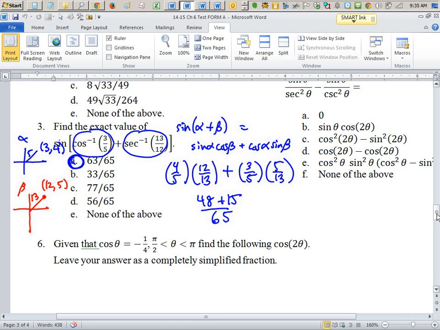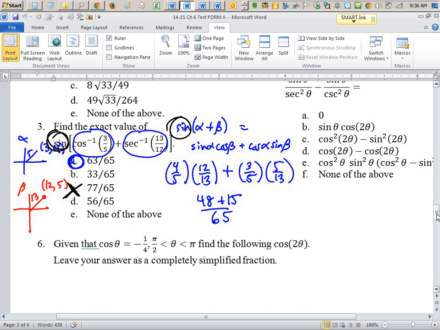And I just want to point out something funny about this problem. It couldn't possibly be answer choice C. Can someone tell me why? It's going to be greater than 1. Yeah, how could sine of anything be greater than 1? This is a sine question, first and foremost. It's a sine problem. So it says sine right in front. So there's no way it could have been 77 over 65. All right.